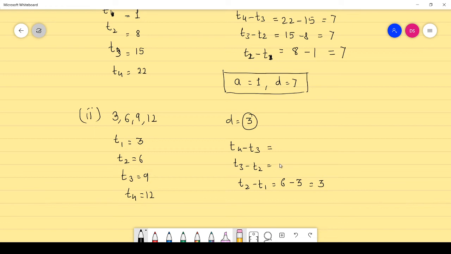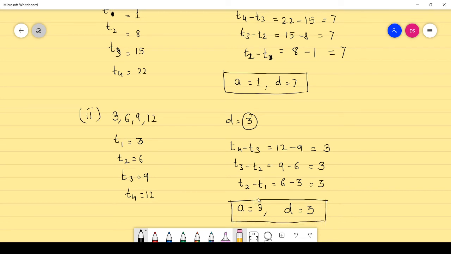What is the T3? T3 is nothing but a 9. What is the T2? That is 6. 9 minus 6 is again 3. What is the T4? That is 12. 12 minus 9, that is equal to 3. So the first term here we have 3, and common difference D is equal to 3, right? So this is the solution of the second example.